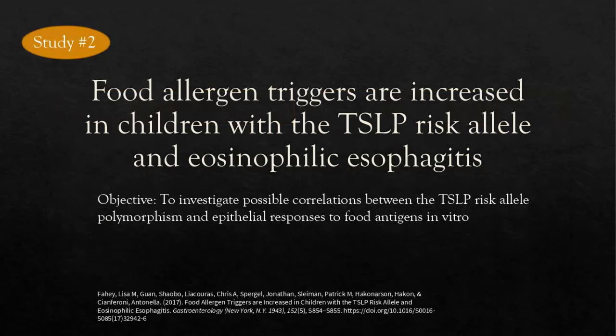The second study that I looked at was titled Food Allergen Triggers Are Increased in Children with the TSLP Risk Allele and Eosinophilic Esophagitis. Their objective was to investigate possible correlations between the TSLP risk allele polymorphism and epithelial responses to food antigens. This study is totally different from the last one, and it was pretty much looking at how the genotype relates to the disease and if it has any connection.